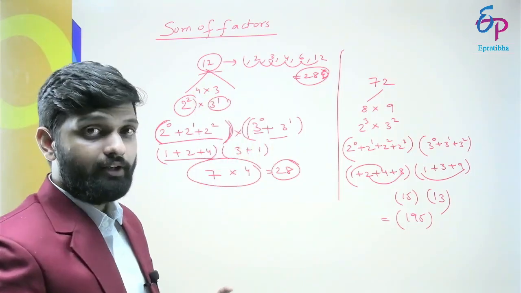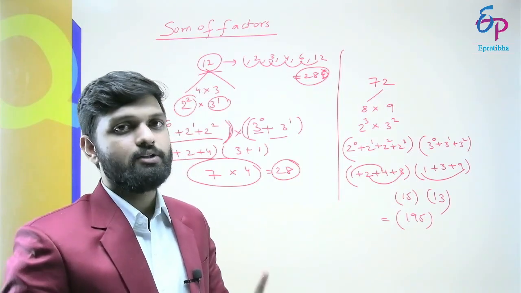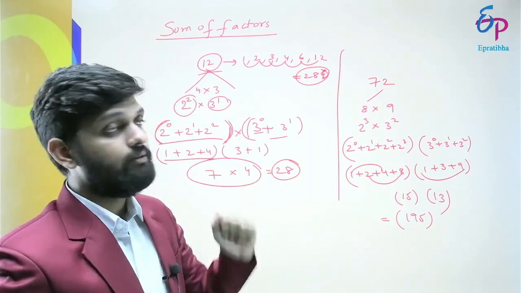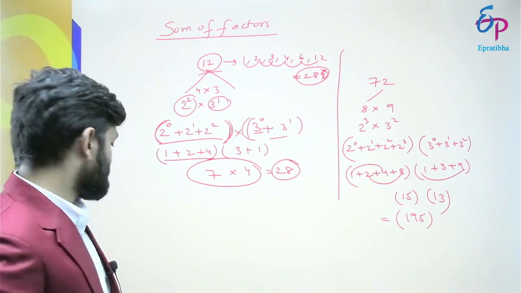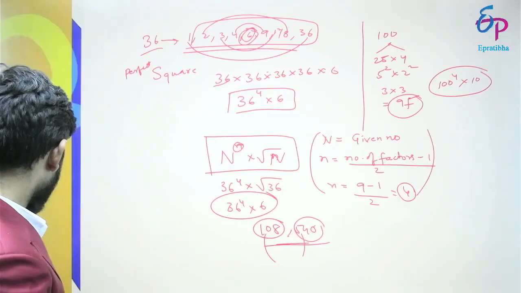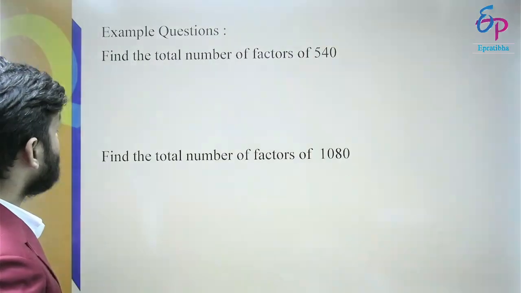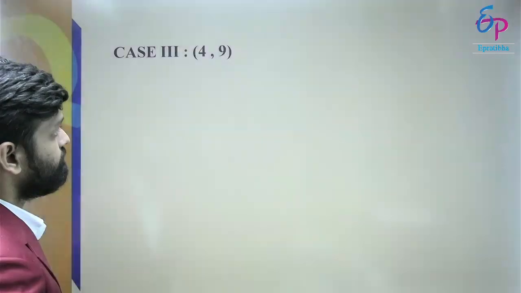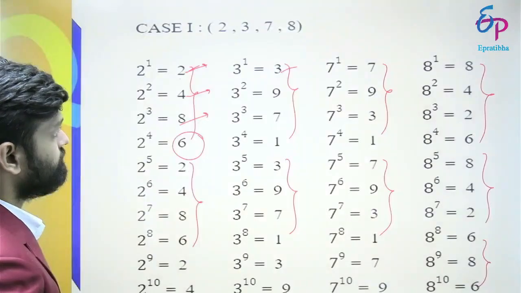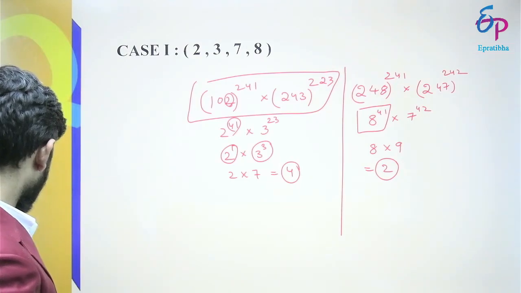So what we have seen in factorization: total number of factors, even factors, odd factors, product of factors, and sum of factors as well. So we will revise this and conclude this session. Just give me 1 minute. What we have seen at first is unit digit, right? So let's see from the first case.